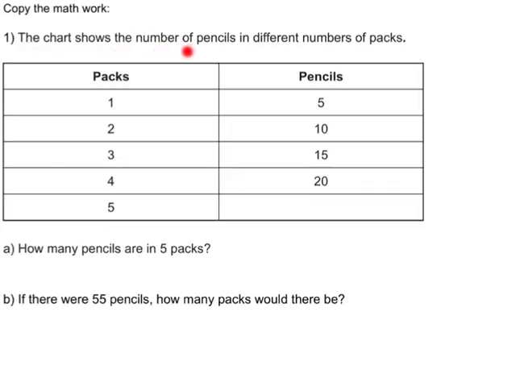The chart shows the number of pencils in different numbers of packs. So we've got one pack has 5 pencils, so 2 has 10, so on and so forth, all the way down. The first thing I want to do whenever I see a chart is try to figure out what the relationship is that's going on. Here I can see for every one pack, there's 5 pencils. So that means that every time there's a pack, I'm basically just multiplying by 5. Multiplying by 5, multiplying by 5, multiplying by 5. That's one relationship I see.